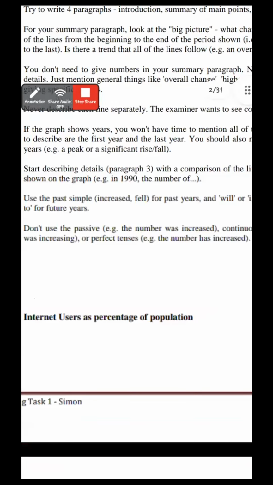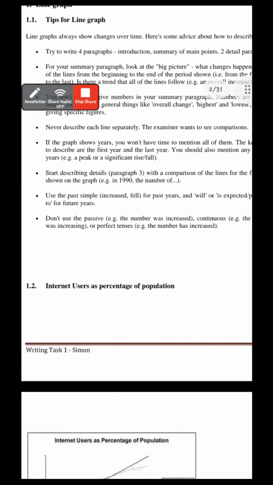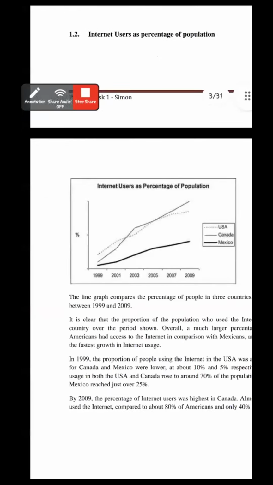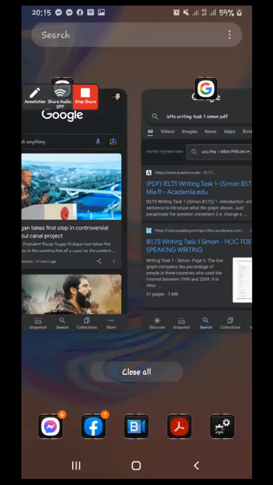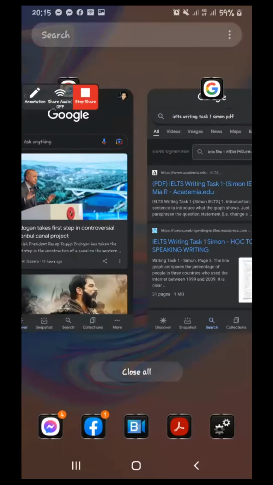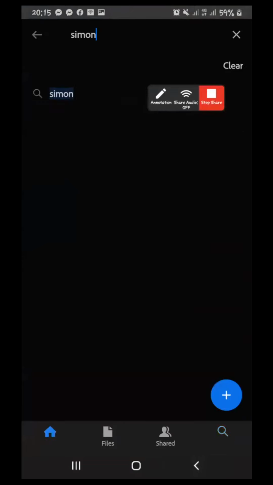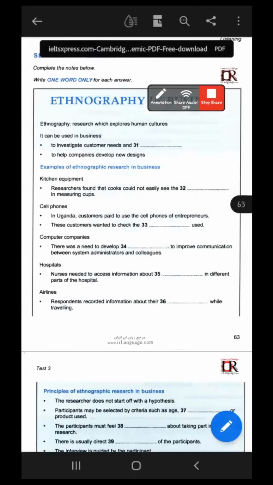Let me give an example. Here it talks about internet users as a percentage of the population. Now, let me give you a sample question, the way they ask you, and then you'll be quite familiar with how they have asked. Wait, let me just go to this Acrobat file. If I go back, if I go here, you see the Writing Section 1. Just give me a moment.